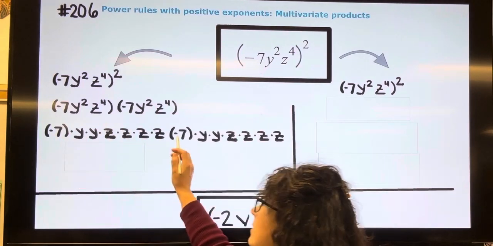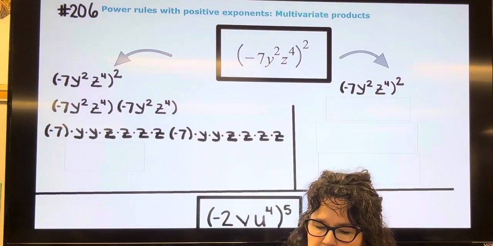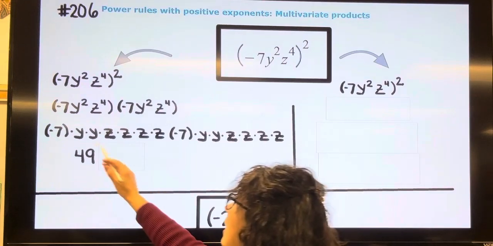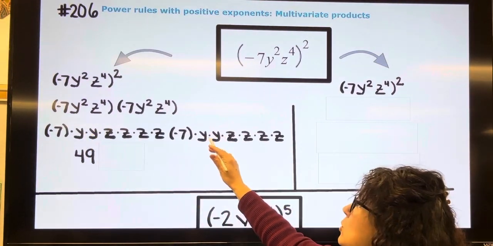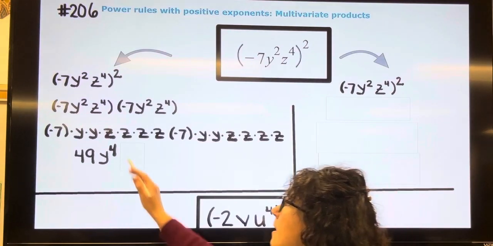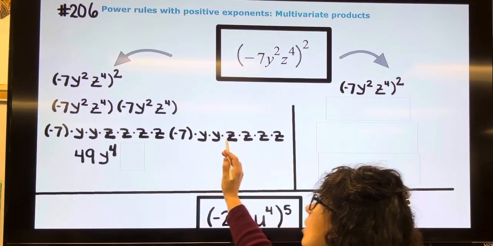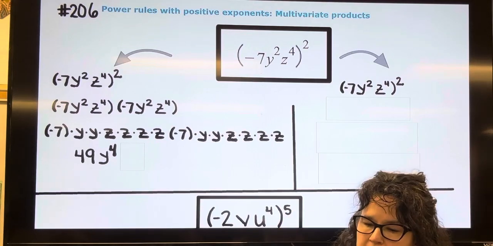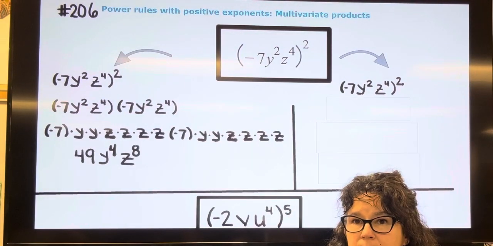So -7 times -7 is 49. And then y times y times y times y is y to the fourth power. And then 1, 2, 3, 4, 5, 6, 7, 8. So I have z to the 8th.